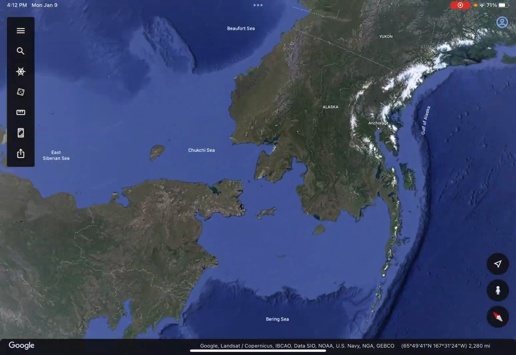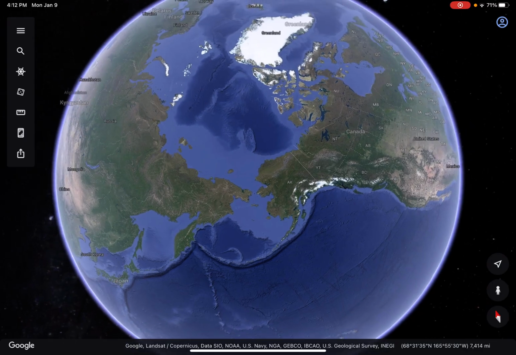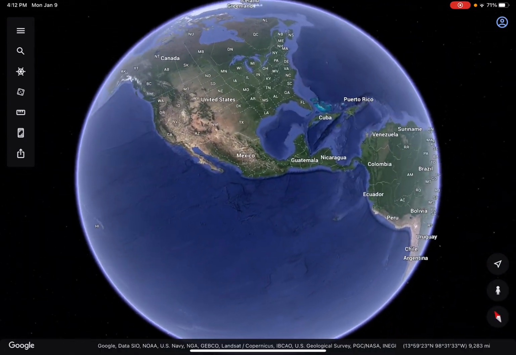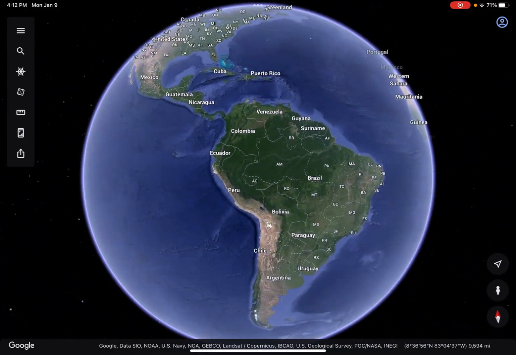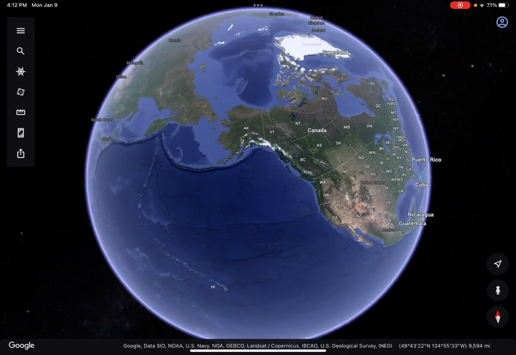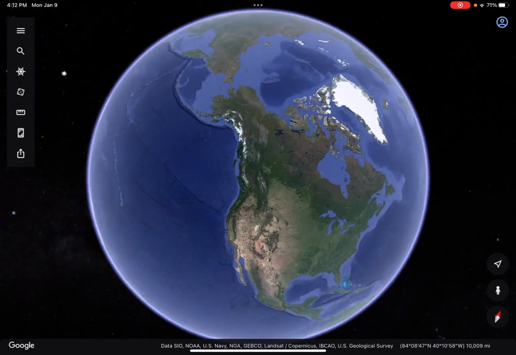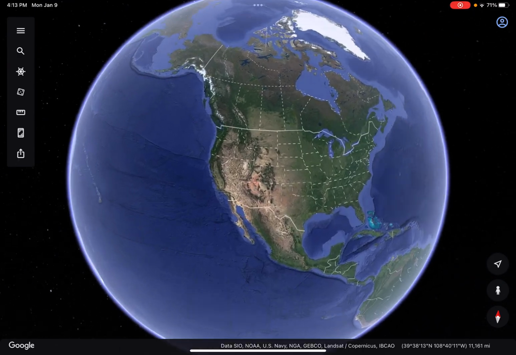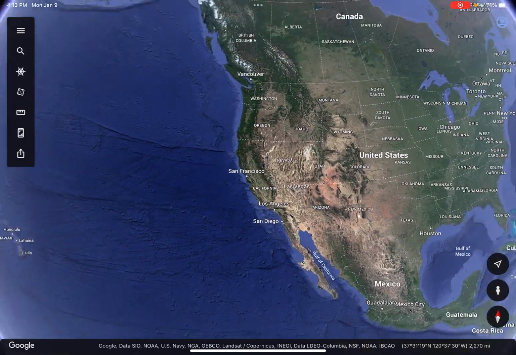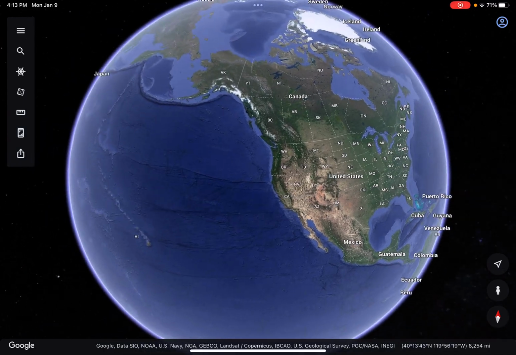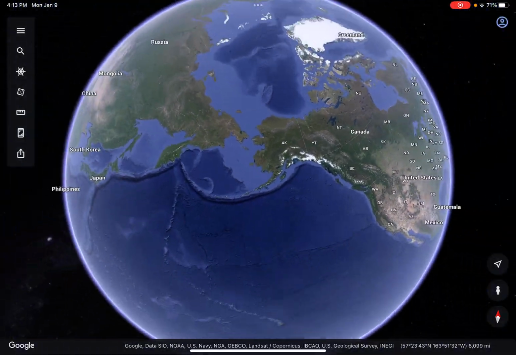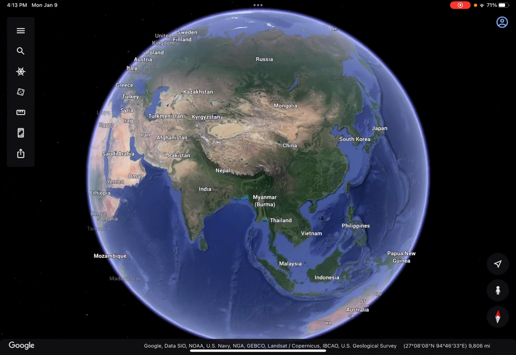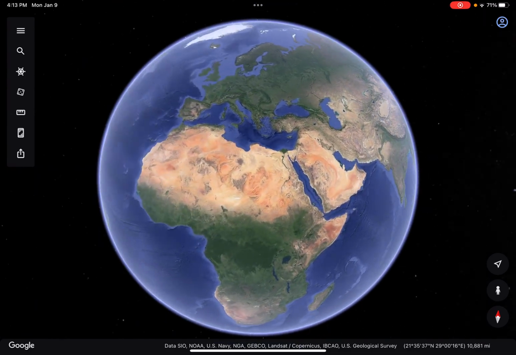If I zoom out, you'll see what it looks like. There's North America, and there's South America. Okay, so let me zoom out again. So here we have North America. If I rotate this, again, that's North America. We live here. This is California. If I rotate this way, that's the Bering Straits. If I keep rotating, that's Asia, Africa, and Europe.